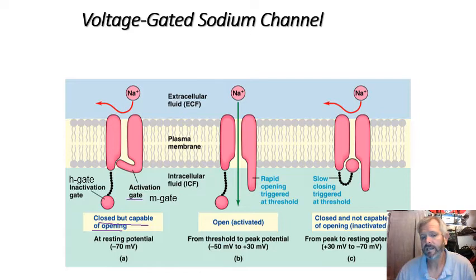So once we hit that negative 55, the cue is negative 55. We reach negative 55, that's going to open this activation gate. It's actually going to cue both the activation gate and the inactivation gate. The difference is that the activation gate is very fast to open, where the inactivation gate, the ball and chain, is very slow to come up and plug up the pore, as we see here. The cue is the same, threshold. We reach threshold, one's very quick, one is slow. And by slow, I'm talking milliseconds.